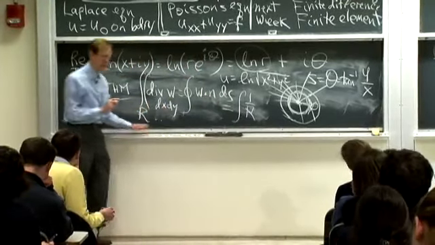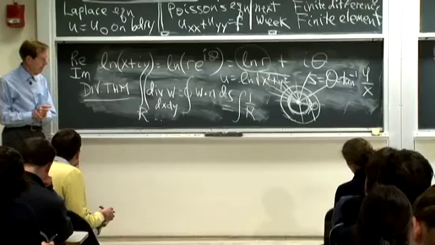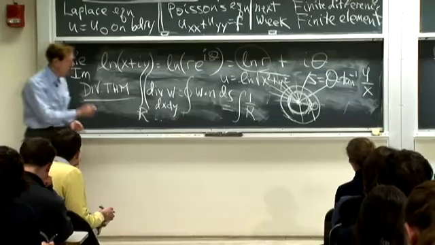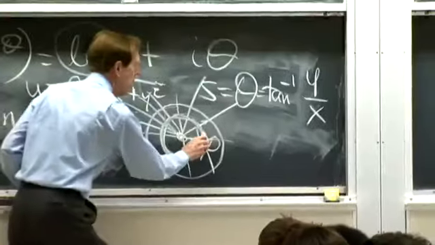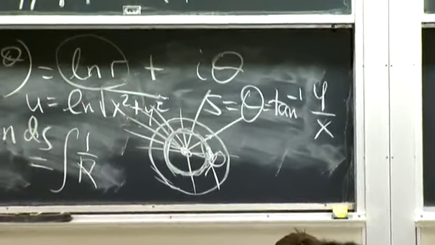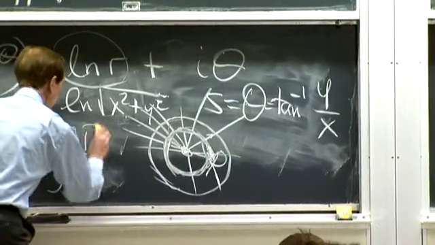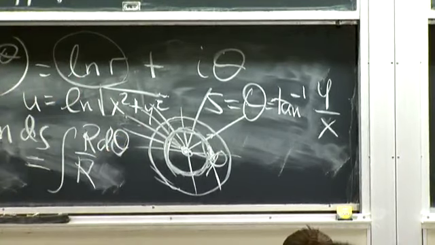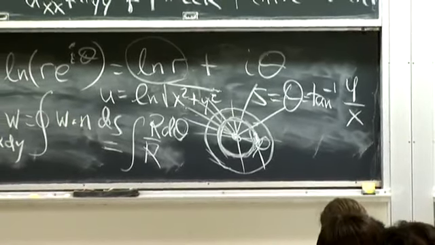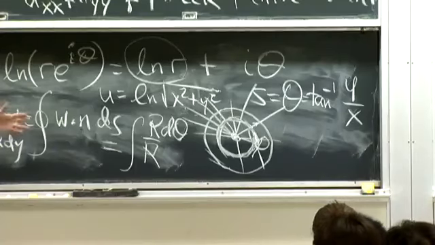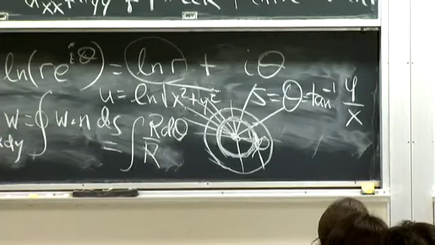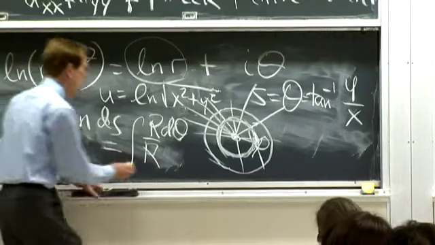Now, what is ds for integrating around a circle? What's a little tiny piece of arc on a circle of radius r? R d theta. Good man. R d theta. Now that's an integral I can do, right? And what do I get? 2 pi. R cancels r. I'm integrating d theta around from 0 to 2 pi. The answer is 2 pi.